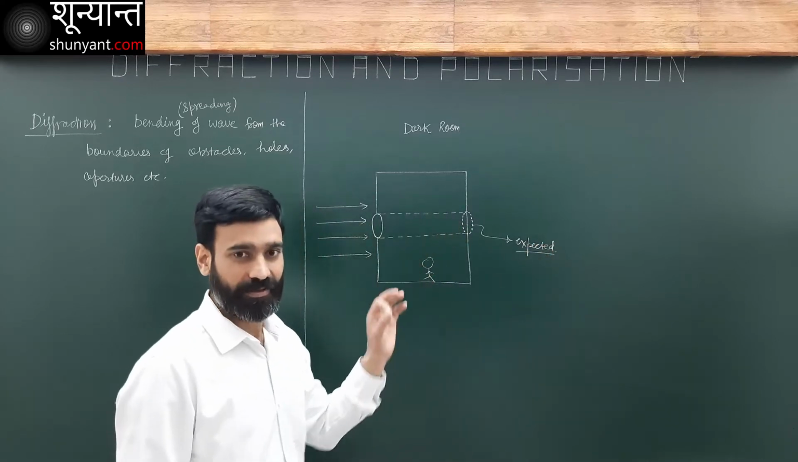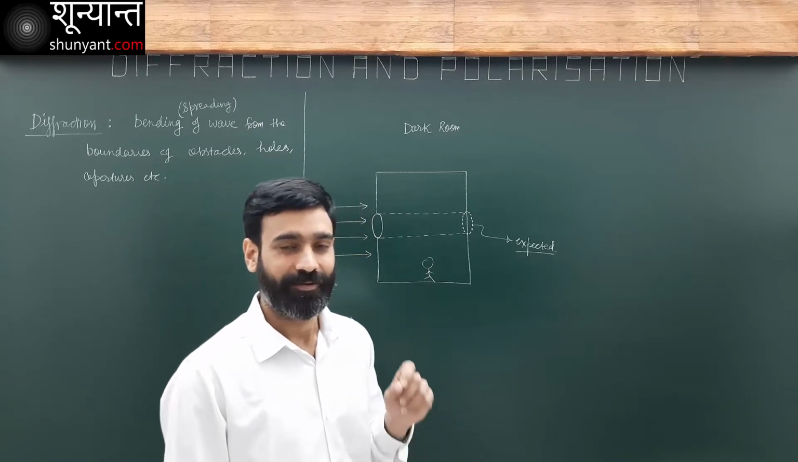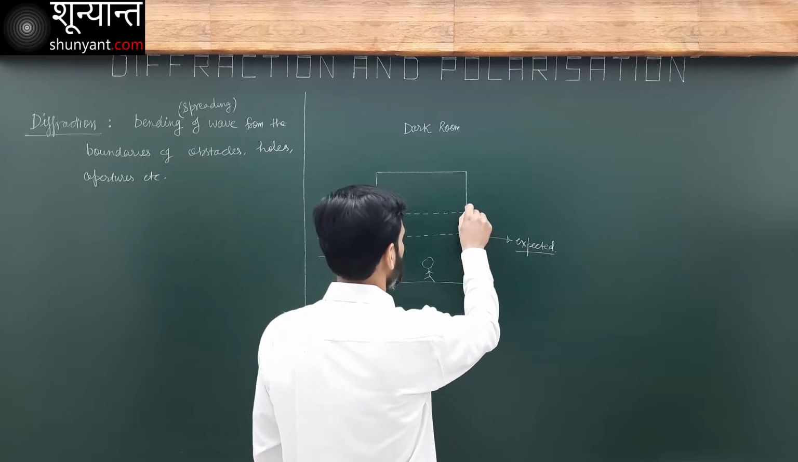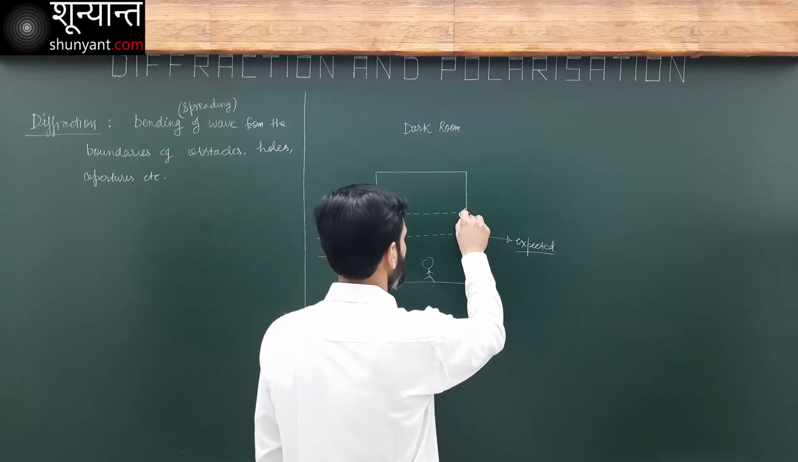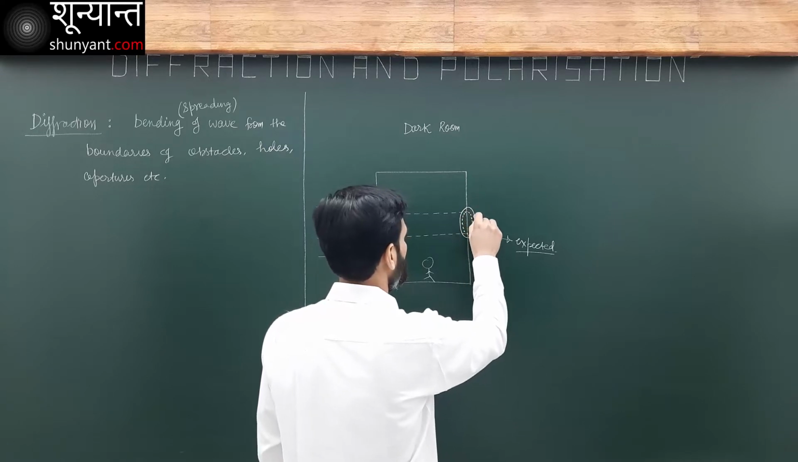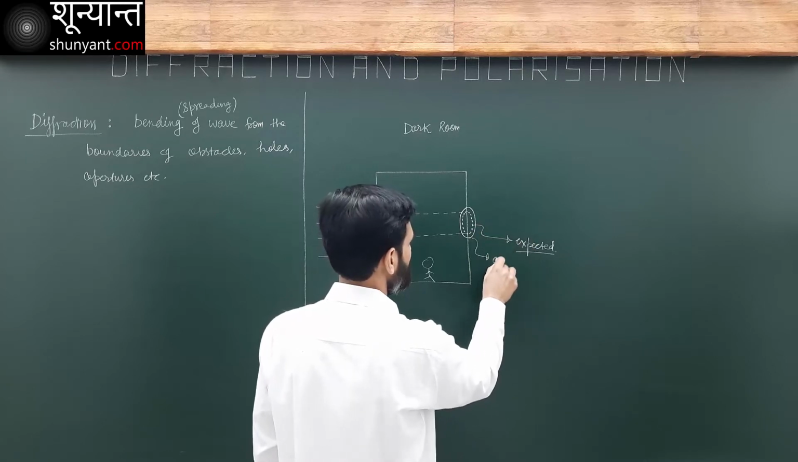This is expected. What I expect. But what I actually find is a bright spot of larger area. Okay. This is the actual observation. This was expected and this was actual.